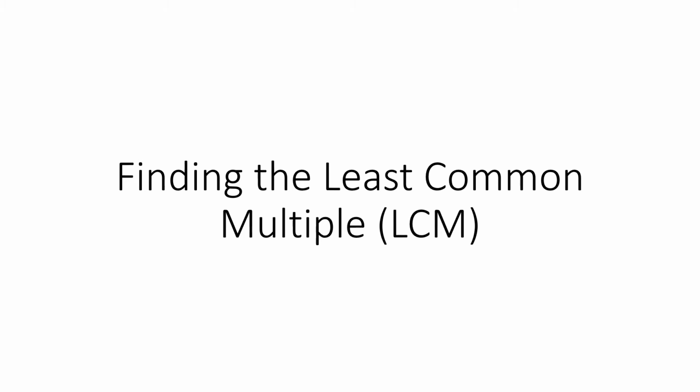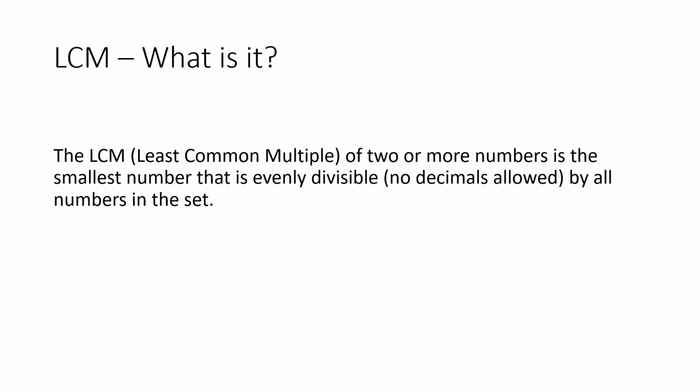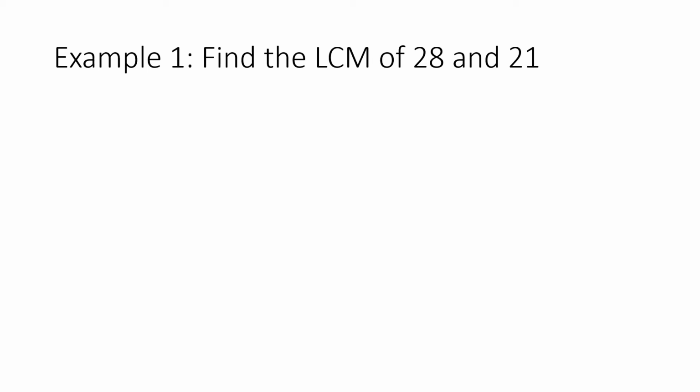In this video, we're going to be finding the least common multiple. It's abbreviated LCM. What is the LCM? The LCM of two or more numbers is the smallest number that is evenly divisible, no decimals allowed, by all numbers in the set.